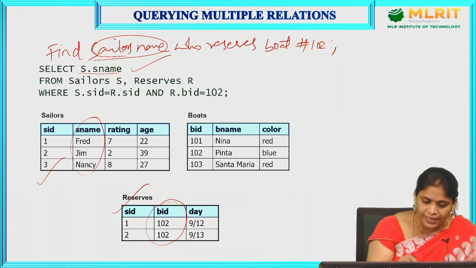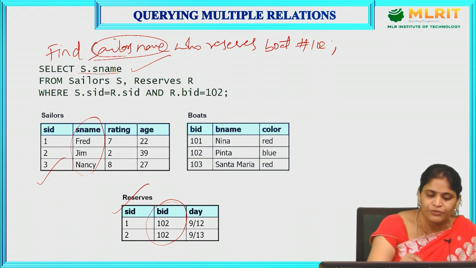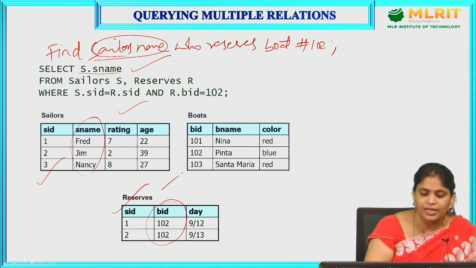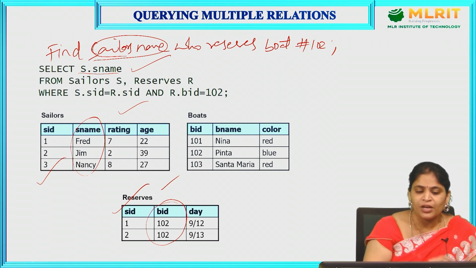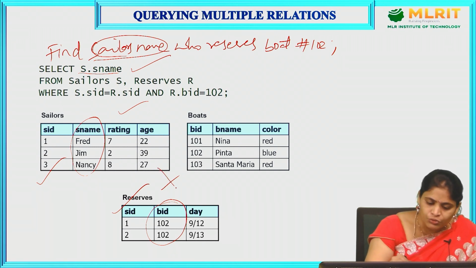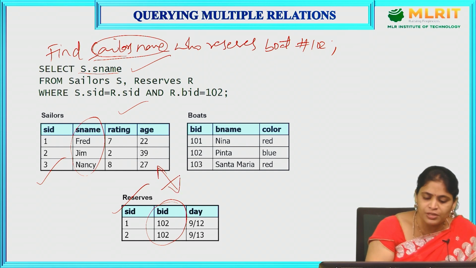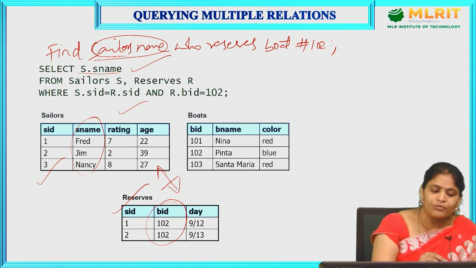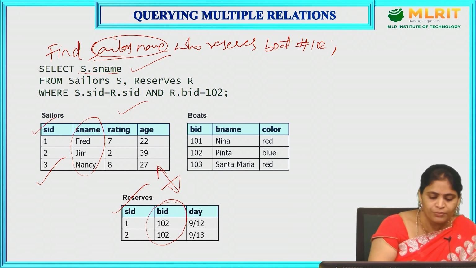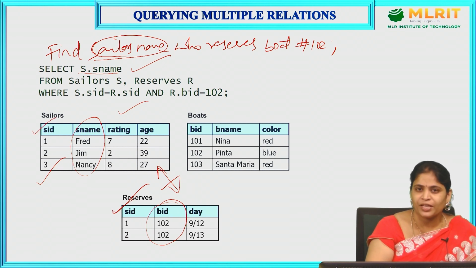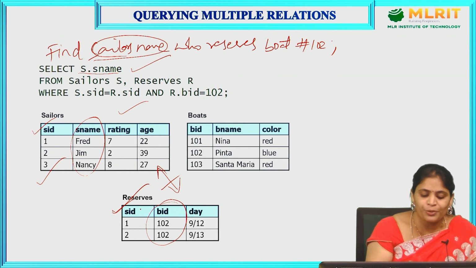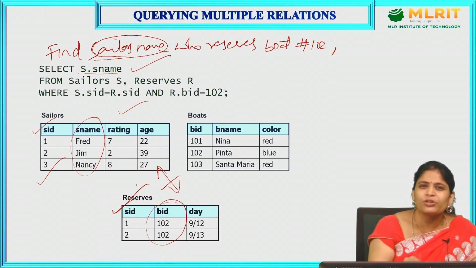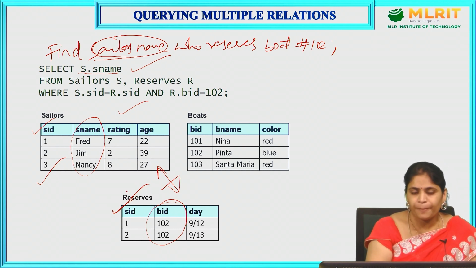So to select the Sailors who reserve boat number 102, we have to visit first these two tables, Sailors table and reserves table. To join or to visit these two tables, we should have one common column, that is nothing but here SID. SID is one common column. Based upon this common column only, we relate these two tables, right?